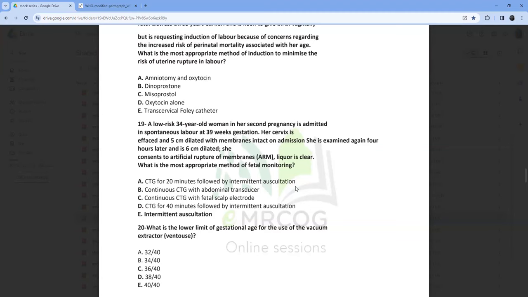What is the lower limit of gestational age for use of vacuum? The lower age is now 32. Yes, well done. And use it with caution until 36. Yes, well done. Okay.